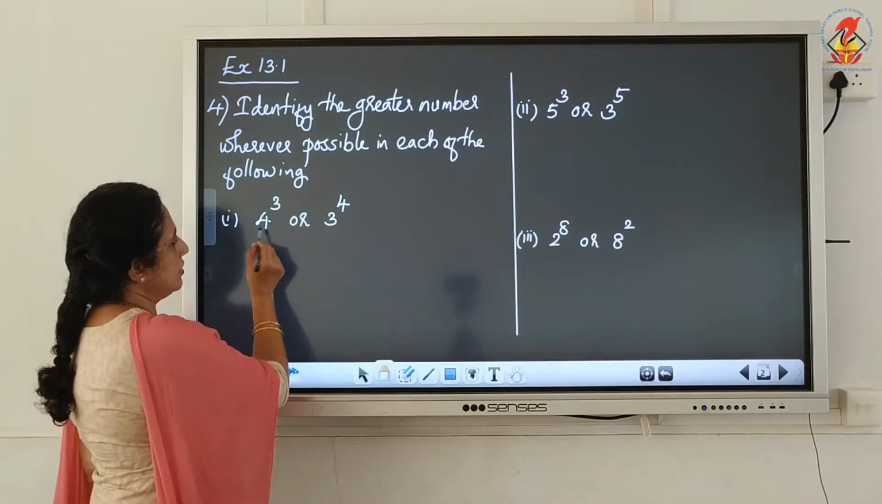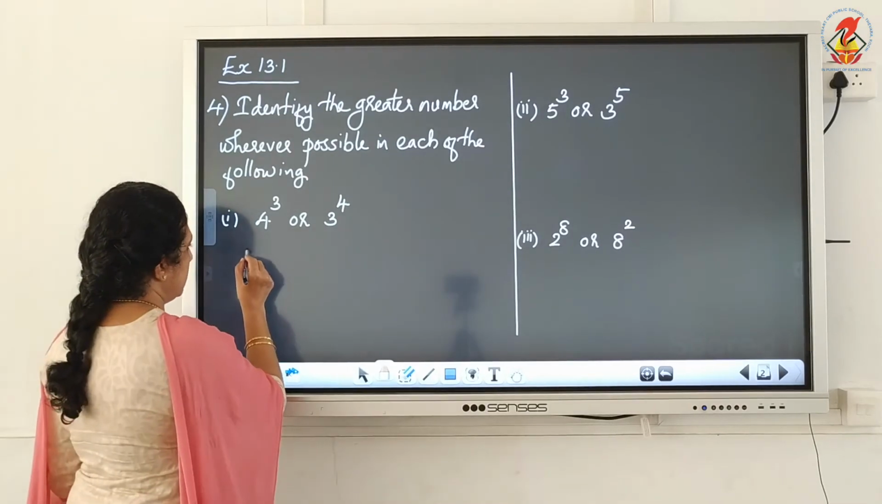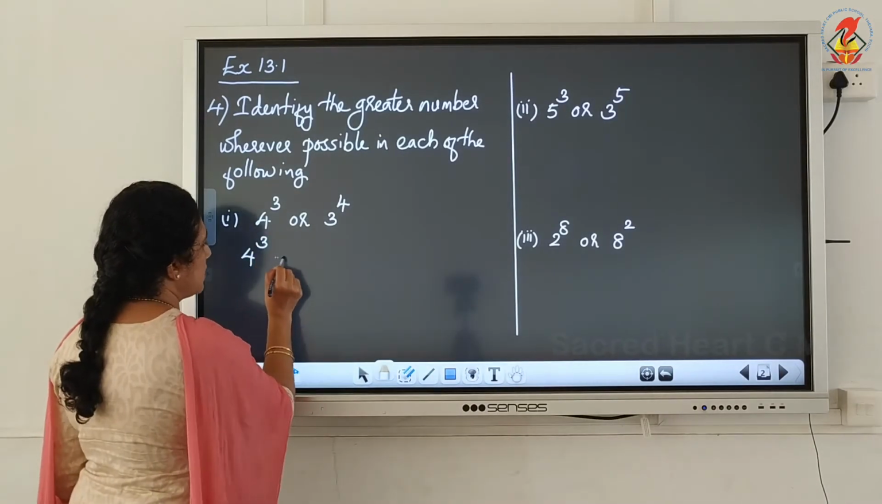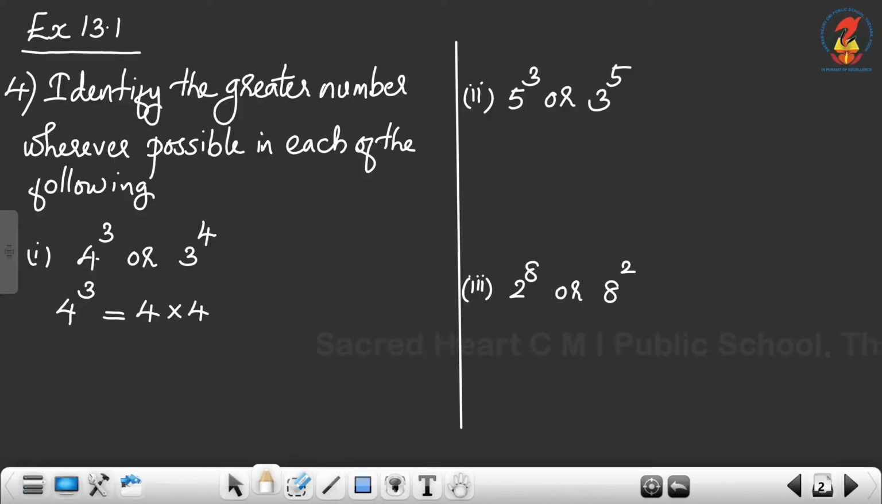Now we can find out the value. What is 4 raised to 3? Now 4 raised to the power 3 is equal to 4 multiplied by itself 3 times. So 4 into 4 into 4, 4 fours are 16. So 16 into 4 is 64. So 4 raised to the power 3 is 64.